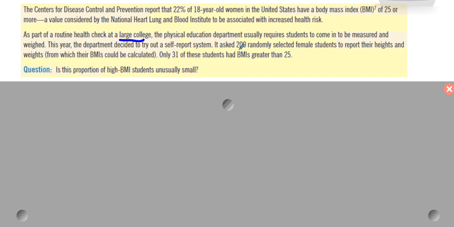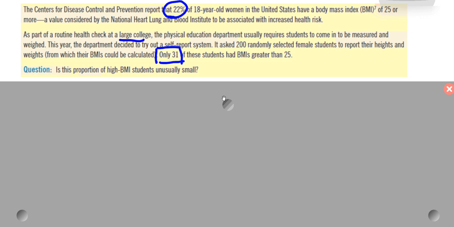They did a different system, and asked 200 randomly selected female students to report their heights and weights, and then calculated their BMIs. Only 31 of those students had BMIs greater than 25. All right, so our question is: is this proportion of students with high BMI unusually small? What we're really asking is, getting 31 out of 200, if the population is truly 22%, how likely is that?